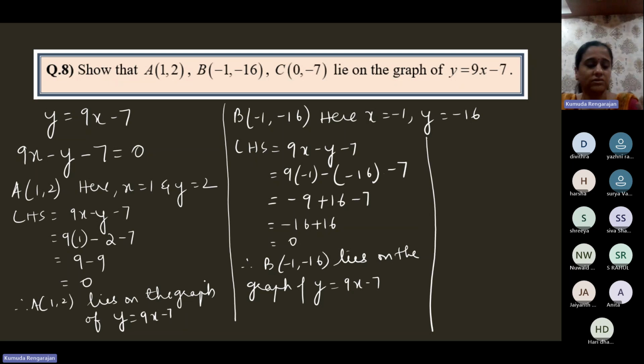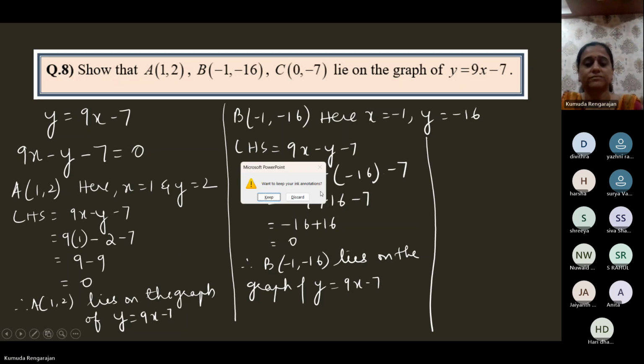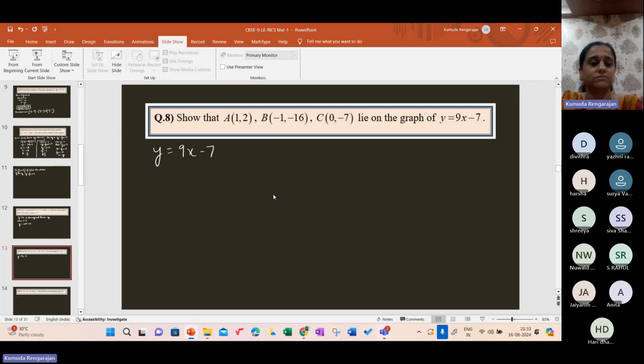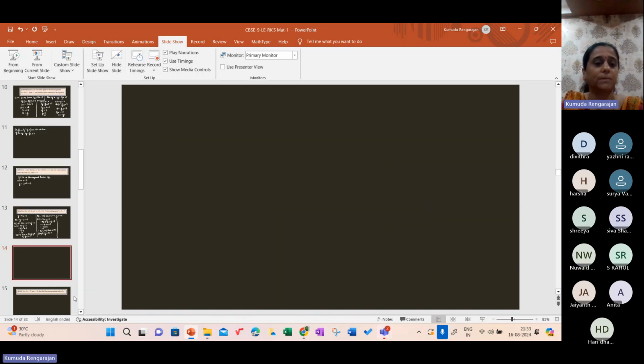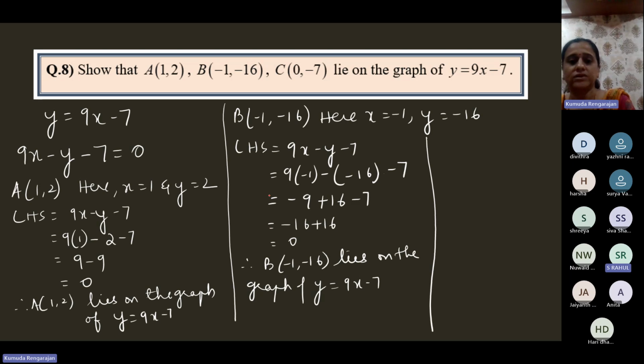So similar, I'll take another slide. Am I clear, children? Yes, ma'am. All right, children. Very good. Now next we have C (0, minus 7). C (0, minus 7).